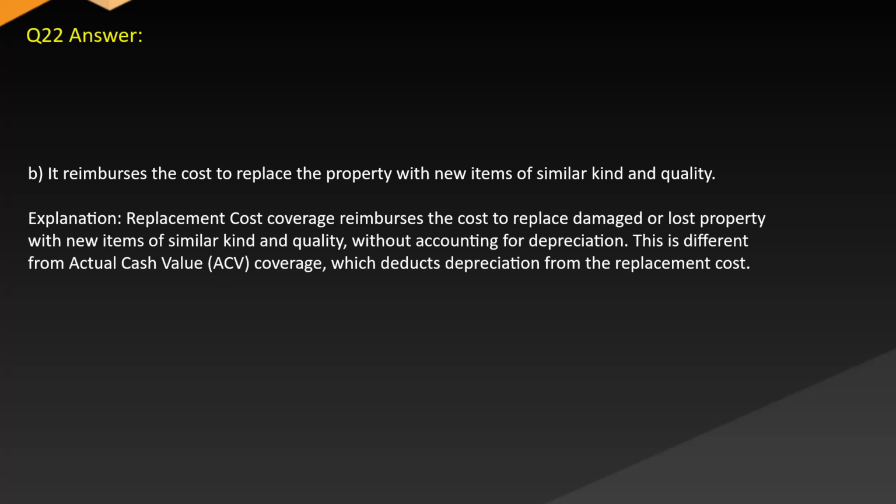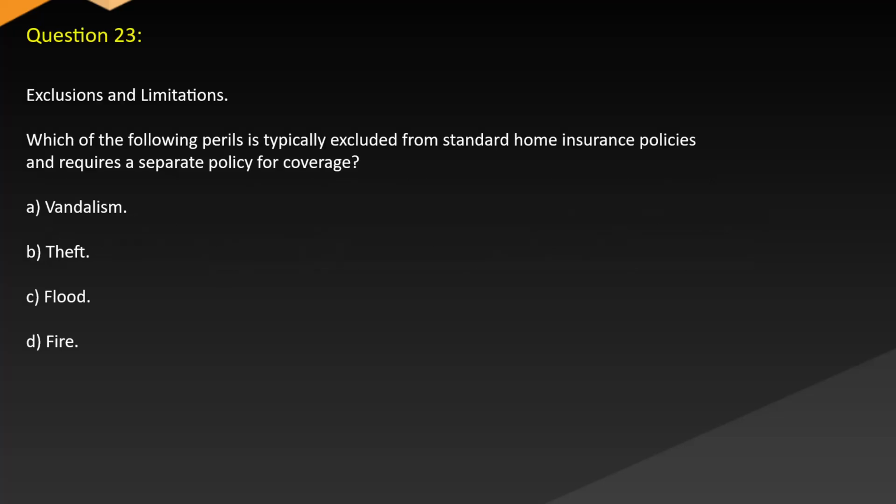Explanation: replacement cost coverage reimburses the cost to replace damaged or lost property with new items of similar kind and quality without accounting for depreciation. This is different from actual cash value (ACV) coverage, which deducts depreciation from the replacement cost. Question 23. Exclusions and limitations. Which of the following perils is typically excluded from standard home insurance policies and requires a separate policy for coverage?